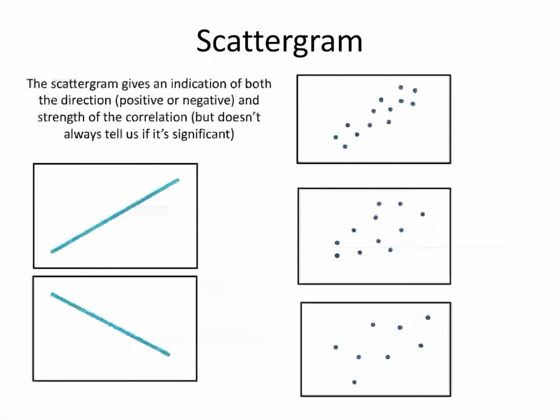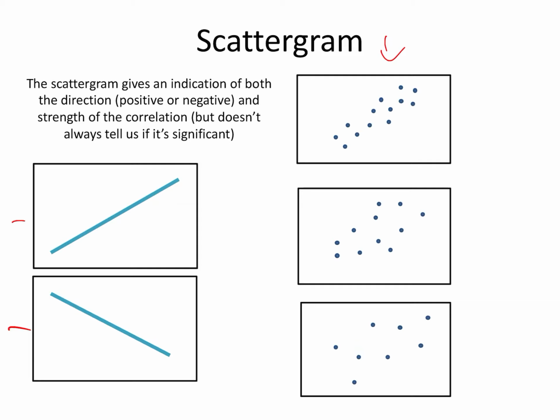Now a scattergram gives us an indication of both the direction, so either positive or negative, and also the strength of a correlation. It doesn't tell us whether it's significant. For that we need inferential statistics. But it does tell us the direction and the strength of a correlation. So I want you just having a look at these examples and thinking to yourself whether this is positive or negative, and then having a look at the strengths of each of these correlations and just see if you can do that for a moment.